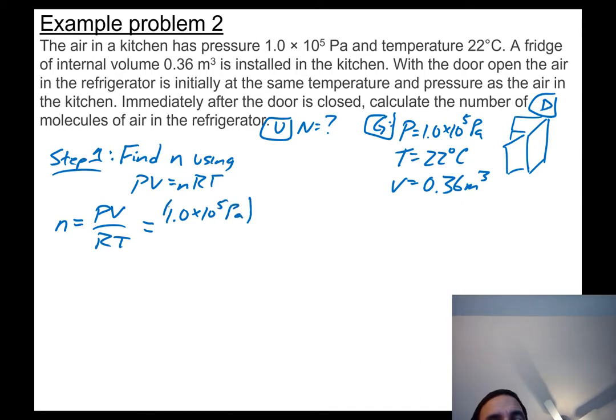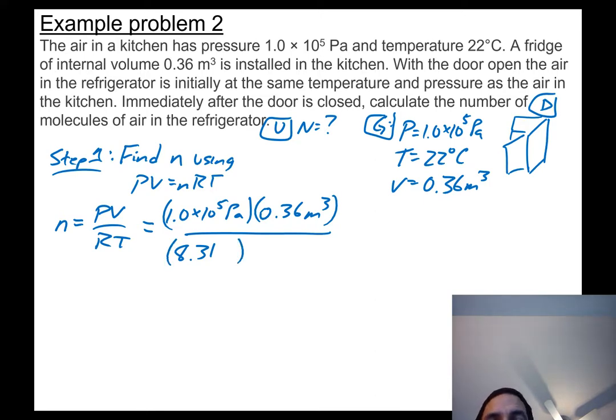So this is 1.0 times 10 to the 5th pascals. Volume meters cubed is the SI unit, so 0.36 meters cubed. By the way, sometimes they'll give it to you in liters, and if they do, they should give you a conversion between liters and meters somewhere in the problem, but a lot of students sometimes miss that. R is the universal gas constant, 8.31.